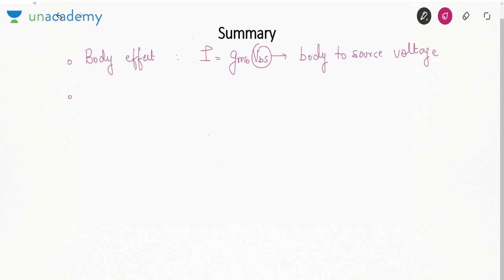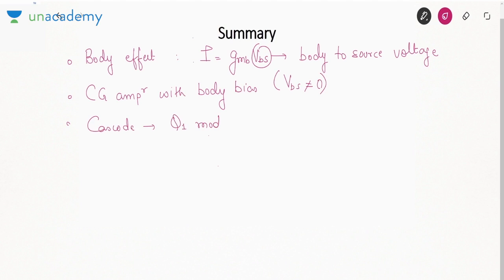Then I told you about the common gate amplifier with body biasing, meaning whose body was not connected to source, or you can say vbs is not equal to 0. Then we saw the cascode connection. In cascode, what you have to remember? Q1 is modeled as r0 for Q2. In this we saw the overall transconductance was equal to the transconductance of the first transistor, and the overall output resistance was the transconductance of the second and the output resistance of both the first and second. So that is what we have covered in this video.